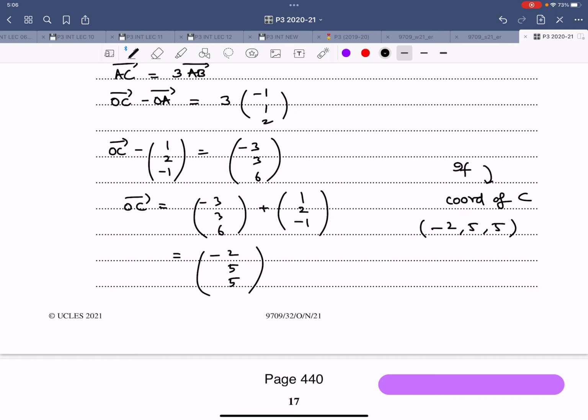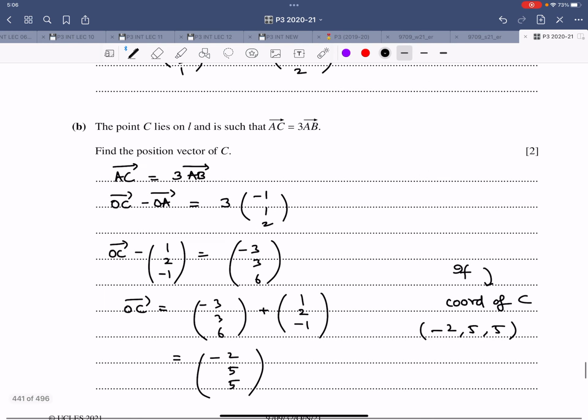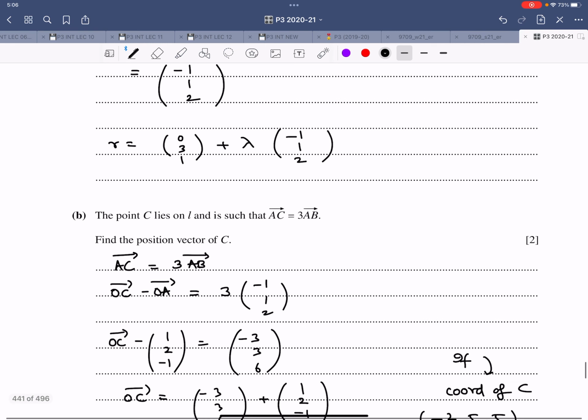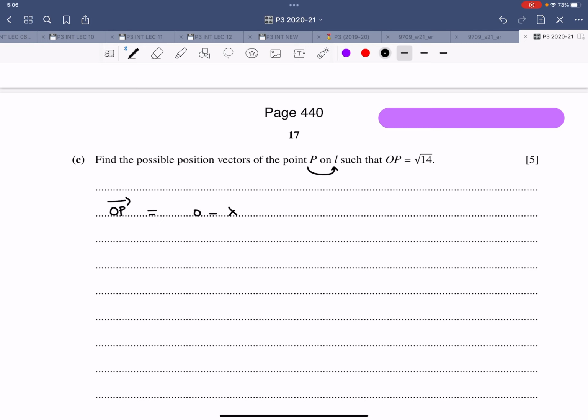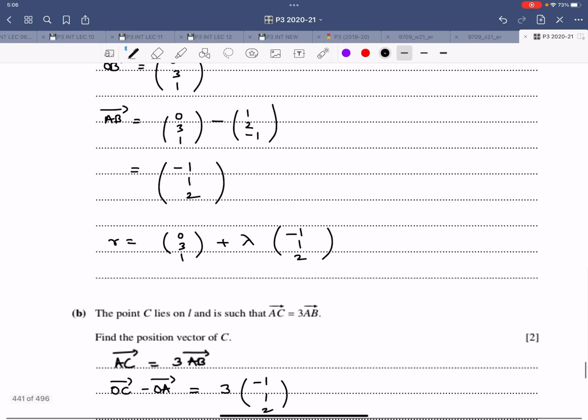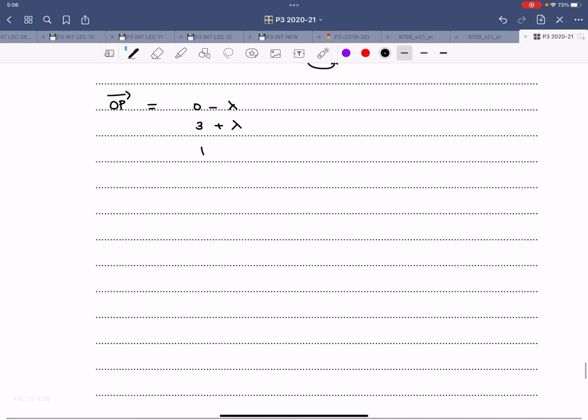So now, what is it asking? It says find the possible position vectors of the point P such that OP is root 14. That means the magnitude. P is on L. Therefore, OP, the general term, can be written as (0 minus lambda, 3 plus lambda, 1 plus 2 lambda). So this is what you get.